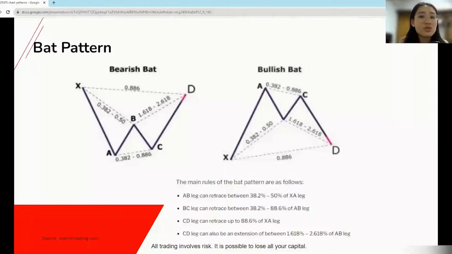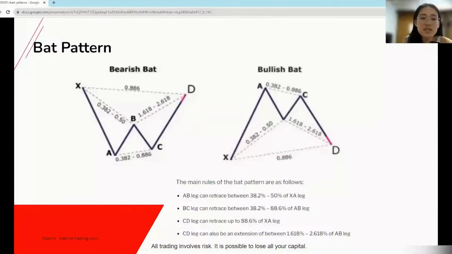So some main rules of the pattern: the AB leg can retrace between 38.2 to 50% of the XA leg. The BC leg can retrace between 38.2 to 88.6% of the AB leg. And the CD leg can retrace up to 88.6% of the XA leg. The CD leg, so the last leg, can also be an extension of between 161.8 to 261.8% of the AB leg.